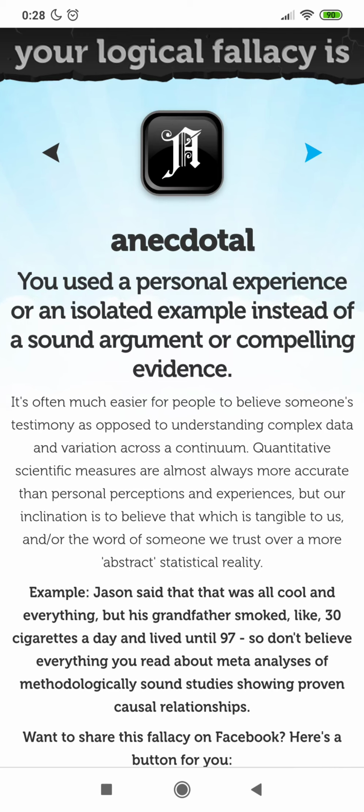Anecdotal: you used a personal experience or an isolated example instead of a sound argument or compelling evidence. It's often much easier for people to believe someone's testimony as opposed to understanding complex data and variation across a continuum. Quantitative scientific measures are almost always more accurate than personal perceptions and experiences, but our inclination is to believe that which is tangible to us, or the word of someone we trust, over a more abstract statistical reality.